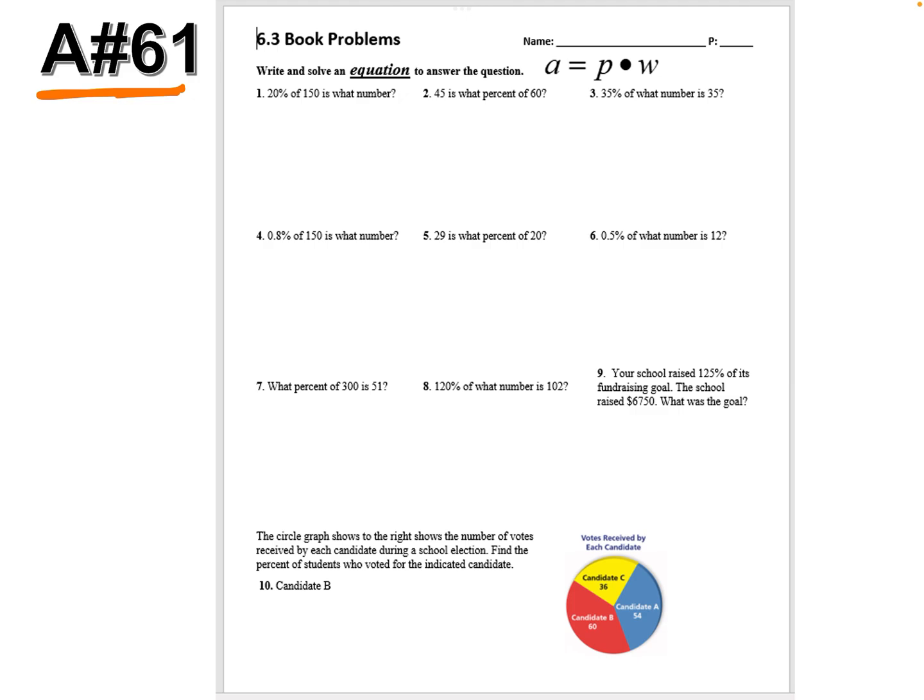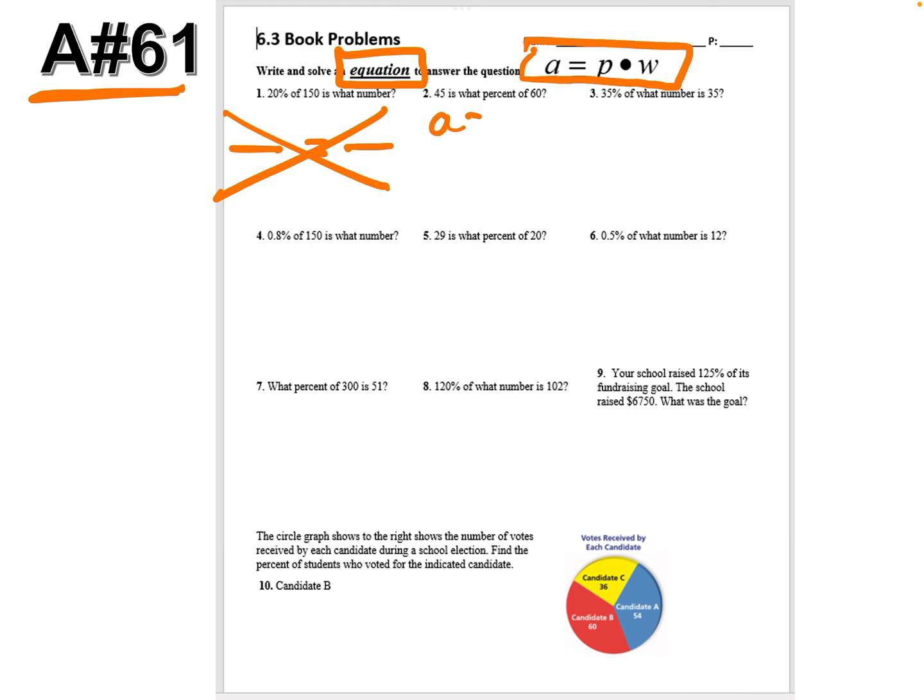Today's assignment is assignment 61. The sub, now that you're done with the notes, will distribute this. Again, you're going to write the equation. So if you turn it in with this on it, I'm not giving you credit. You might have them done, but if you do them with all the proportion, I cannot give you completion on writing the equation. All of these should have this on your paper, A equals PW. You plug in what those numbers are, and you solve that equation.